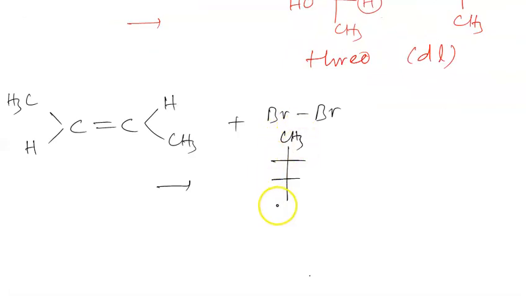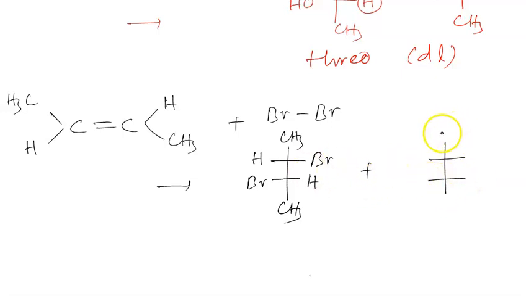Here we will have CH3, here we will have CH3, and here bromine. We will get bromine here and two hydrogen atoms, and its enantiomer, both will be threo. Its enantiomer will be Br, H, H, Br. So if one is D, the other one will be L, and this one is L, the other one will be D. So we will get a mixture of these two.